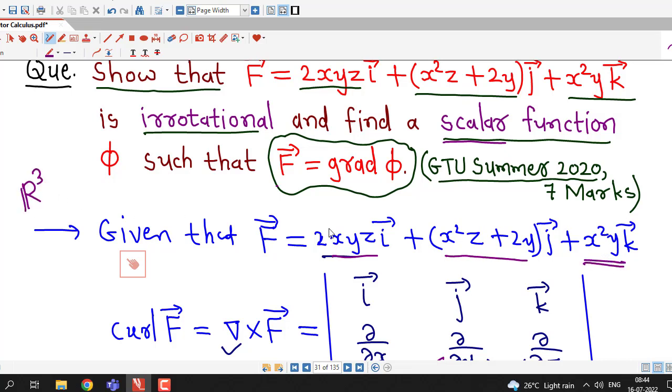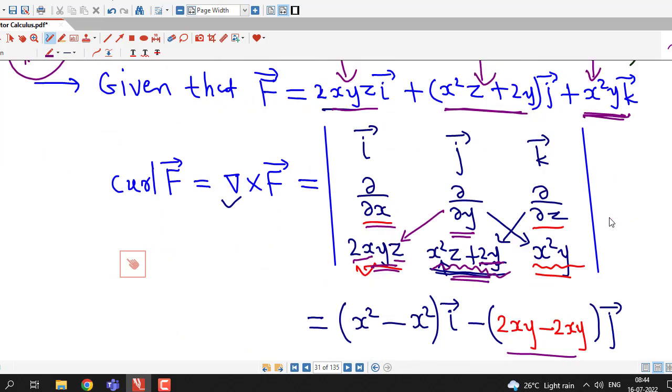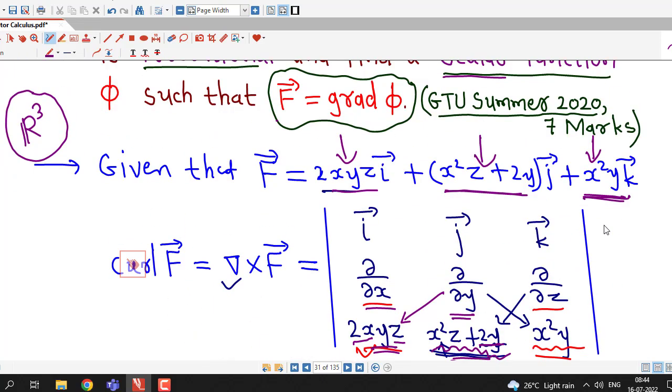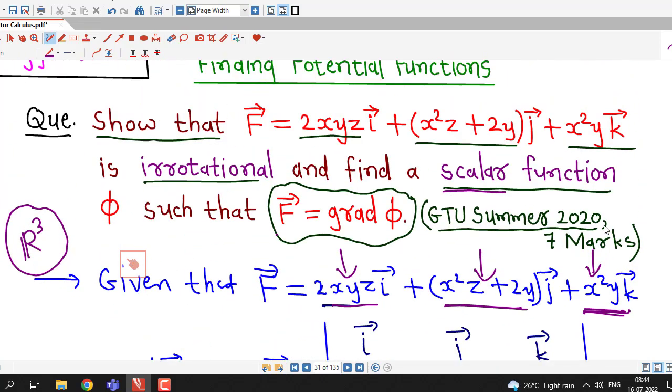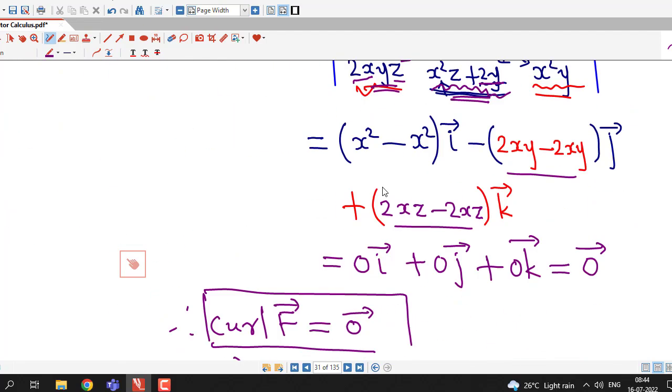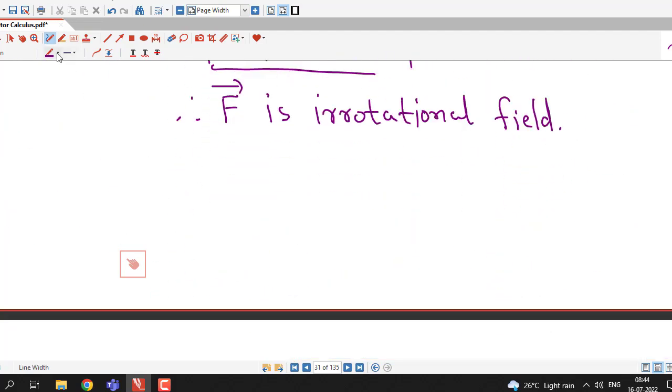These components 2xyz, x² z + 2y, and x² y are polynomial functions, therefore they are defined at all points in R³, and these components have continuous first partial derivatives, and curl of f bar is a zero vector. Therefore f bar is a conservative vector field, and because f bar is conservative, we will have a scalar function phi such that f bar can be written as the gradient of that scalar function. So now we try to find that scalar function.